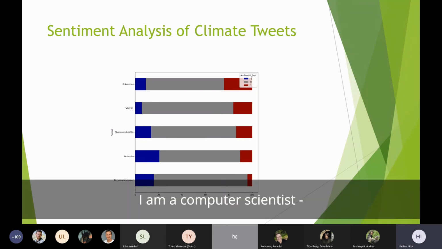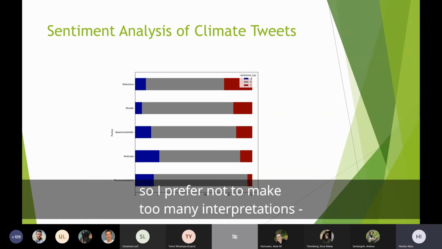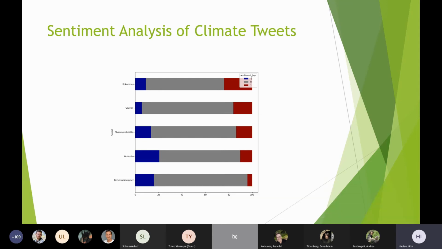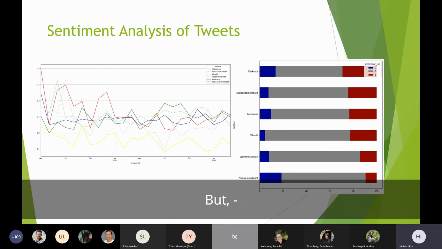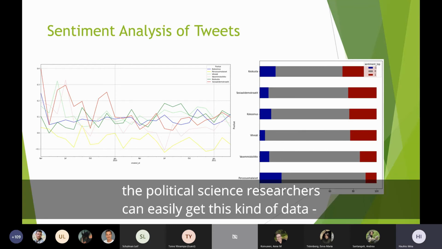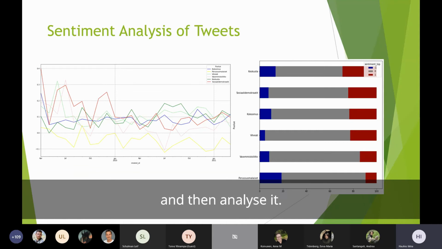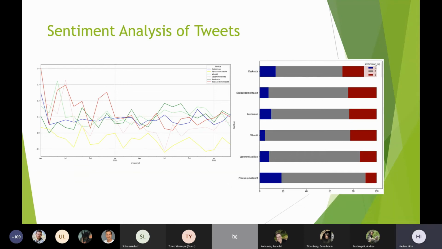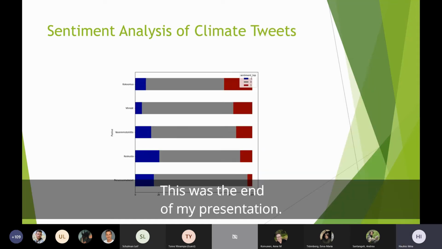I am a computer scientist, so I prefer not to make too many interpretations about what these results mean, but the purpose of this project is that the political science researchers can easily get this kind of data and then analyze it. Thank you. This was the end of my presentation.